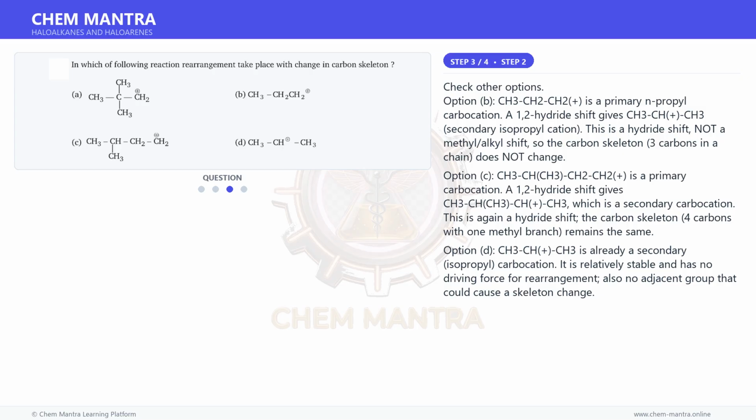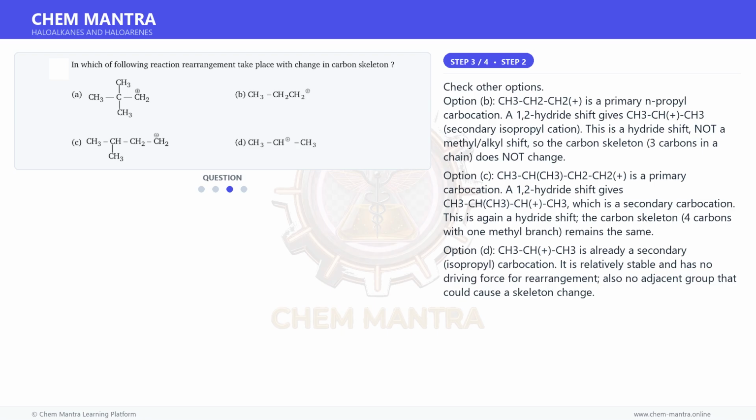Moving on to the next step. Check other options. Option B, CH3 CH2 CH2 plus, is a primary n-propyl carbocation. A 1,2-hydride shift gives CH3 CH plus CH3, a secondary isopropyl cation. This is a hydride shift, not a methyl or alkyl shift, so the carbon skeleton, 3 carbons in a chain, does not change.